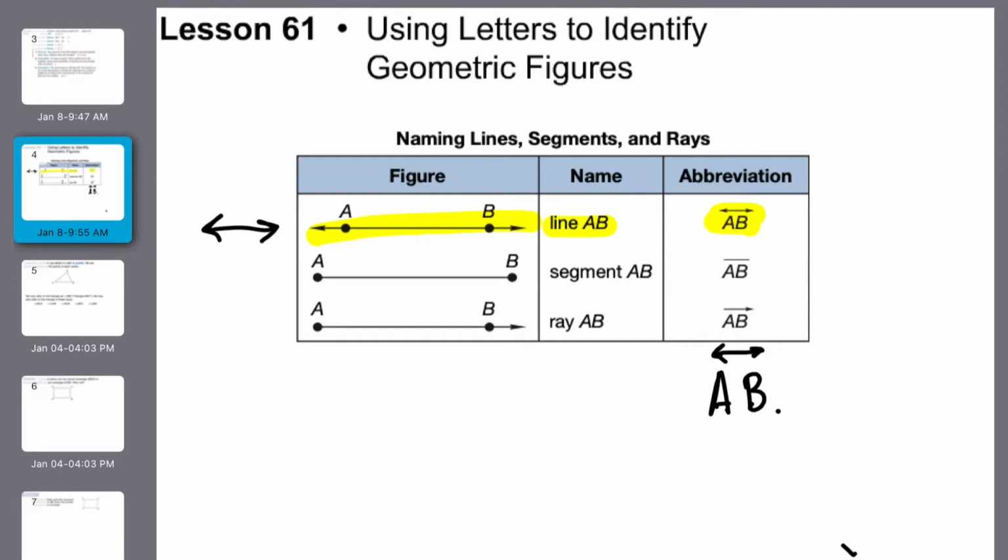If I have a segment, like segment AB, and I wanted to name that, instead of writing out the word segment, I would just write AB, but this time without the arrows at the end. And then finally, if I have a ray, I would write AB with an arrow on one side, because a ray has a start point but no ending point. It's continuous in one direction.